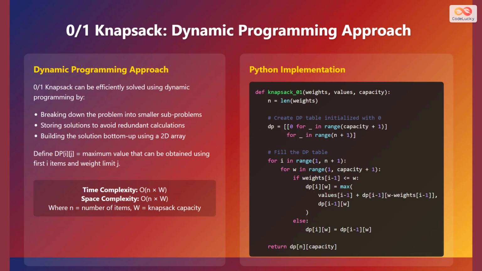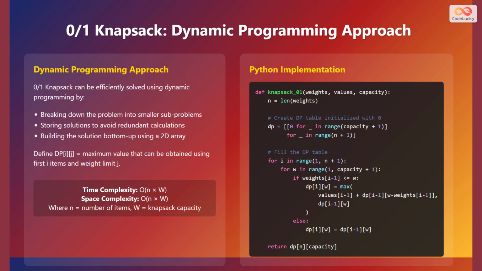We define a function called knapsack_01 that takes weights, values, and capacity as inputs. We create a dp table, initialized with zeros, with dimensions n plus 1 by capacity plus 1. We fill the dp table using a nested loop.